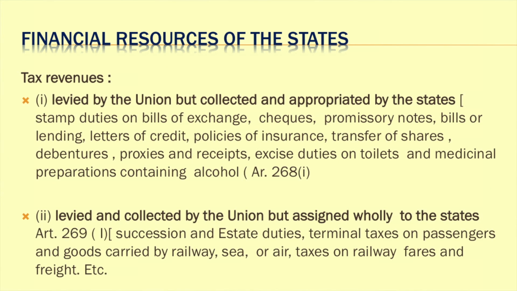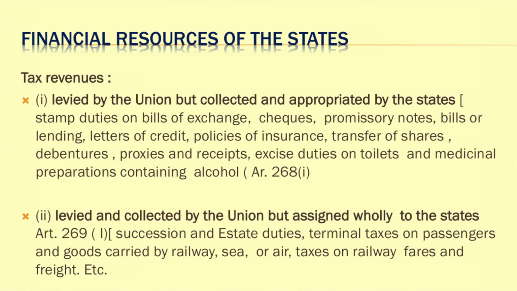Then the financial resources of states, if you want to look into it, then tax revenues levied by the union but collected and appropriated by the states, like stamp duties on bills of exchange, checks, promissory notes, and then bills of lading, letters of credit and policies of insurance, and transfer of shares, debentures, proxies and receipts, and then excise duties on toilet and medicinal preparations containing alcohol as per Article 268.